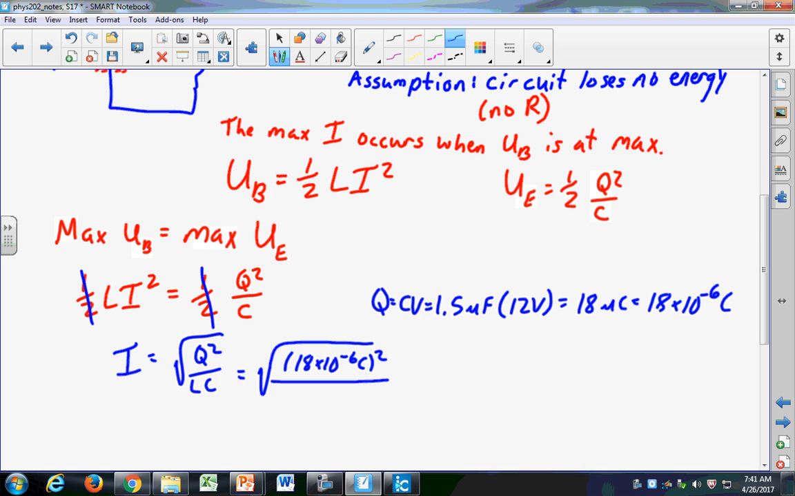On our circuit, our inductance was 12 times 10 to the minus 3, because we want it in henries, not millihenries. That's the SI unit. And then the capacitance was 1.5 times 10 to the minus 6 farads. And that gives us our maximum current, which is going to be 0.13 amps.